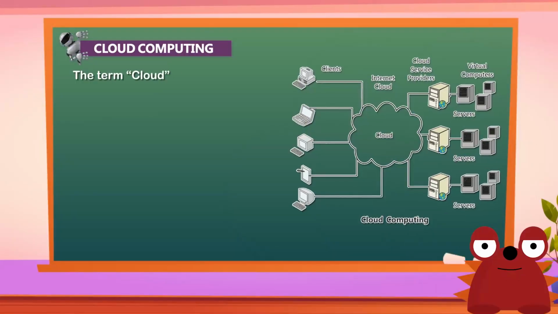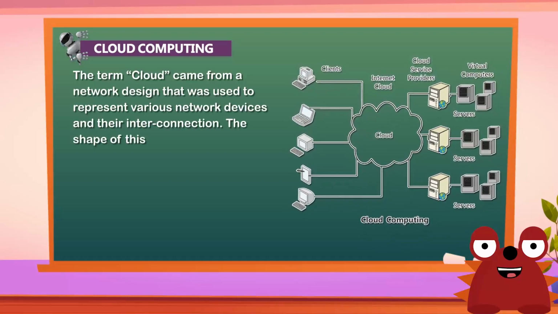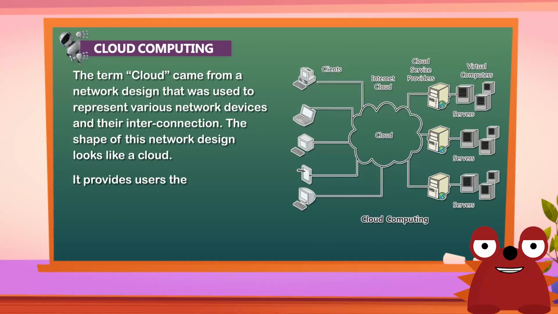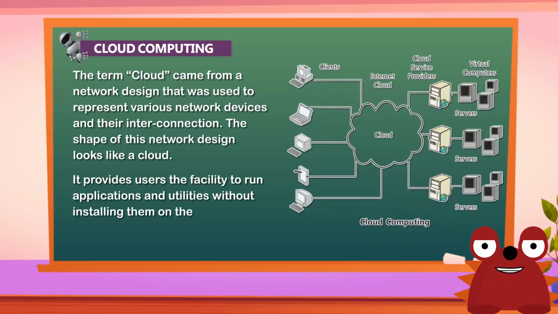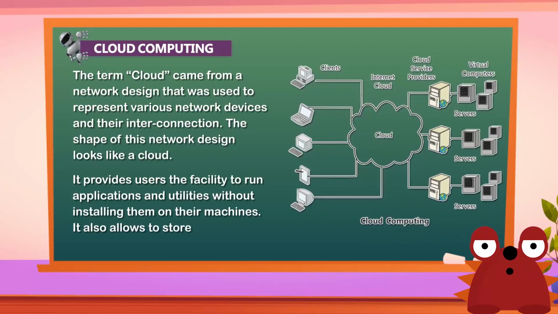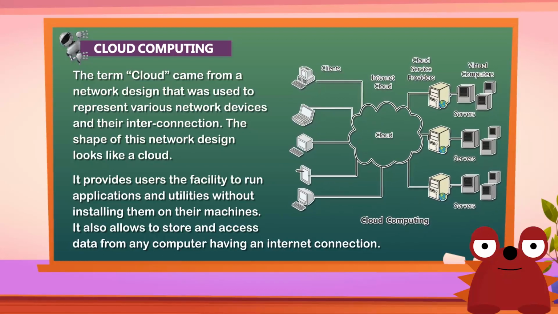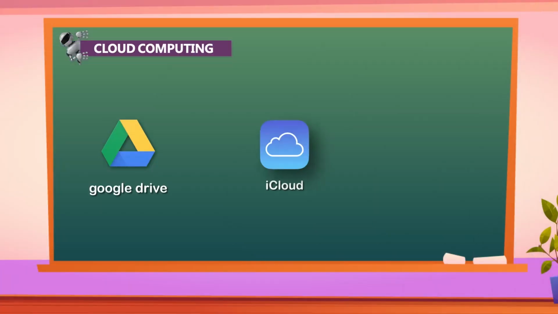The term cloud came from a network design that was used to represent various network devices and their interconnection. The shape of this network design looks like a cloud. It provides users the facility to run applications and utilities without installing them on their machines. It also allows storing and accessing data from any computer having an internet connection. There are different cloud computing service providers such as Google Drive, iCloud, OneDrive, and so on.